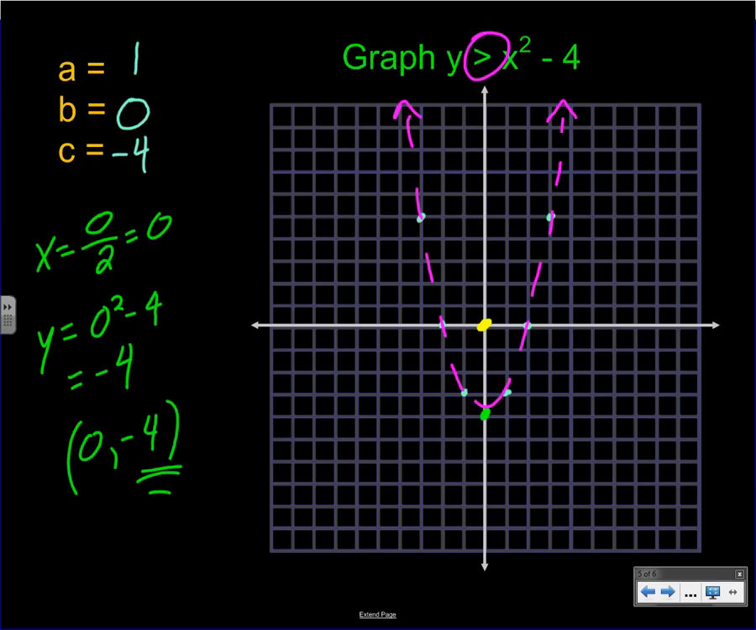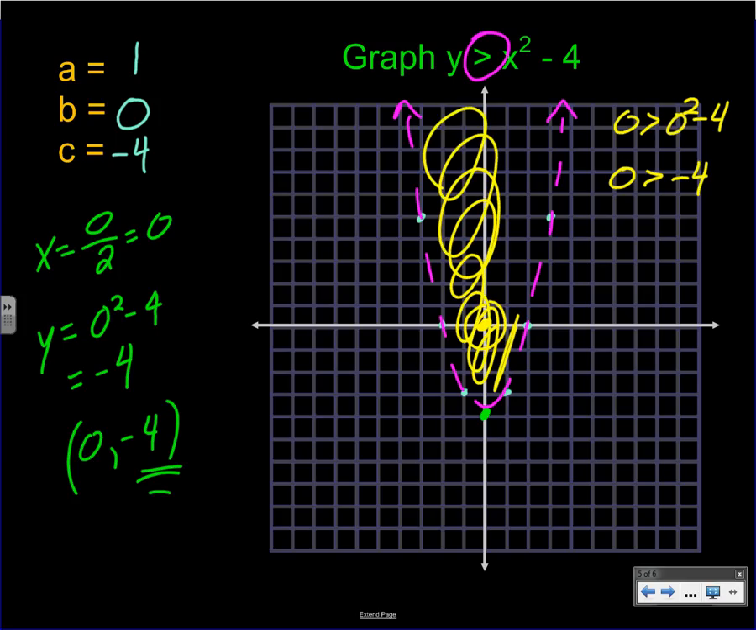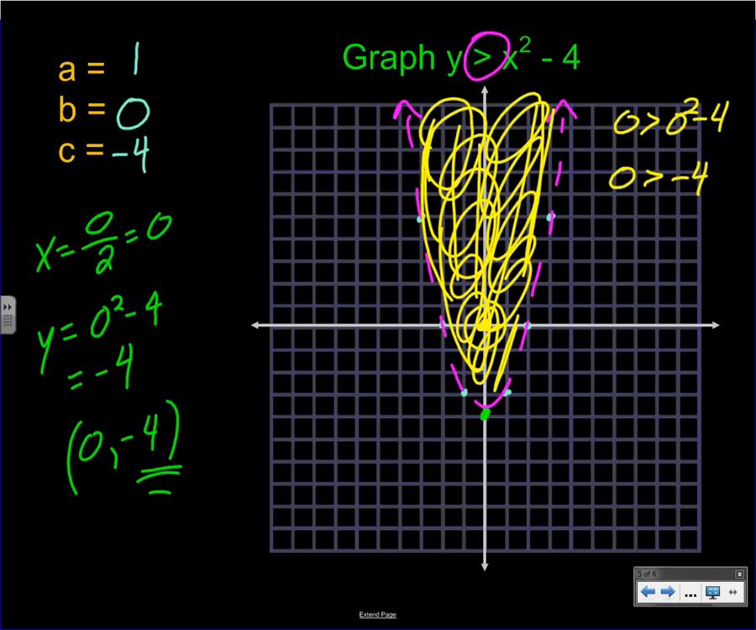So let's pick that point 0, 0. 0 greater than 0 squared minus 4. 0 greater than -4. Is that true? 0 is greater than -4. So therefore the point we picked, 0, 0, must be a solution. So we shade everything inside the line, or inside the parabola. Inside the quadratic function is going to be shaded, and this is what we have. And that is the solution to the graph of y is greater than x squared minus 4.